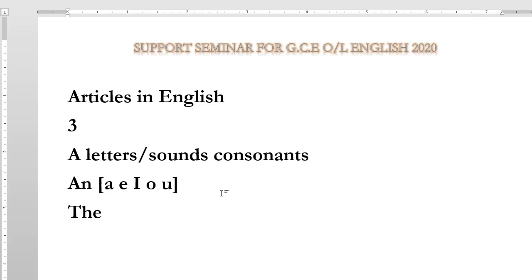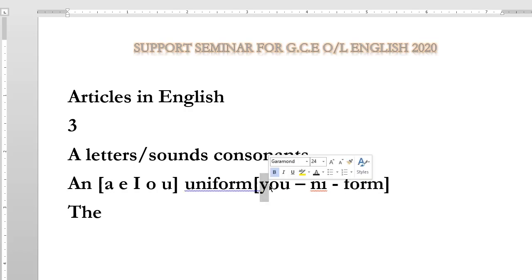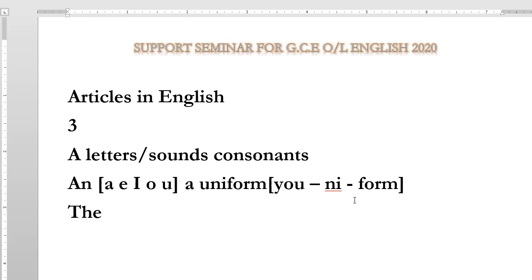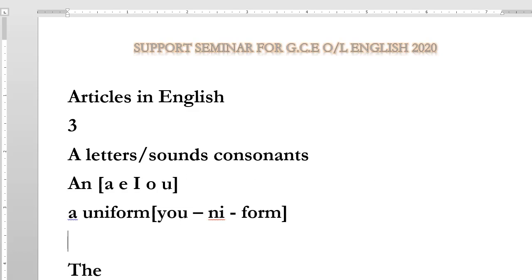For example, look at this word: uniform. You never say "an uniform." Why? Because how do you pronounce it? You pronounce it like this: "yoo-niform." So when you say uniform, the first sound is Y. So you will not say "an uniform," you will say "a uniform." Now, if you take the word "hour," H-O-U-R, the H is silent. So how will you pronounce it? "Our." So this is a vowel sound, so you can say "an hour."